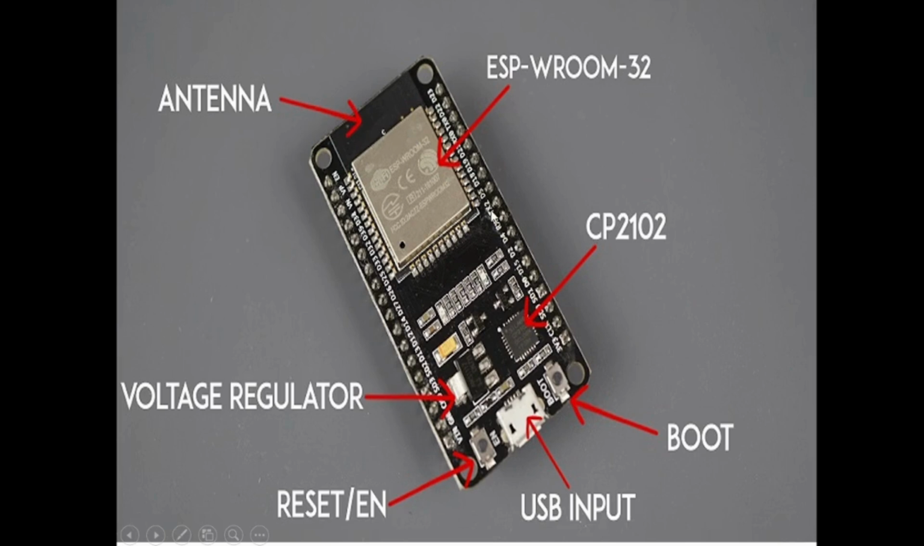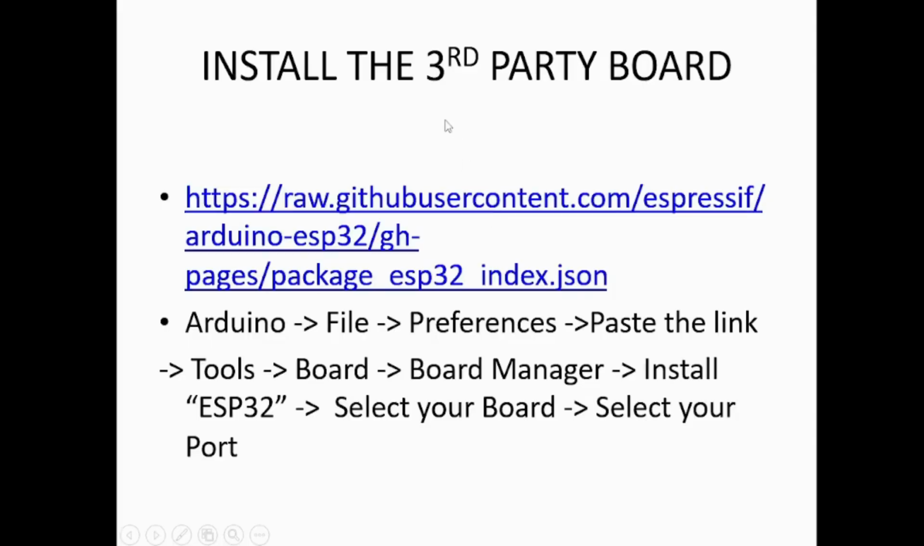Now, ESP32 is a third party board. In ESP32 we are using the Arduino IDE only. ESP32 supports C or C++ and MicroPython programming. The Arduino IDE is developed for Arduino boards only. So what is the Arduino IDE? It's a software where we can write the program. The Arduino IDE supports the C and C++ programming languages. So ESP32 is a third party board.